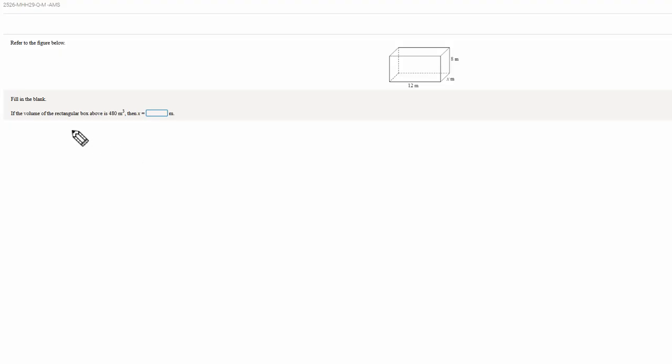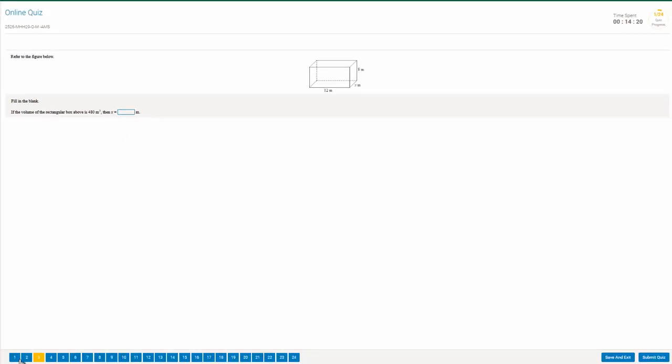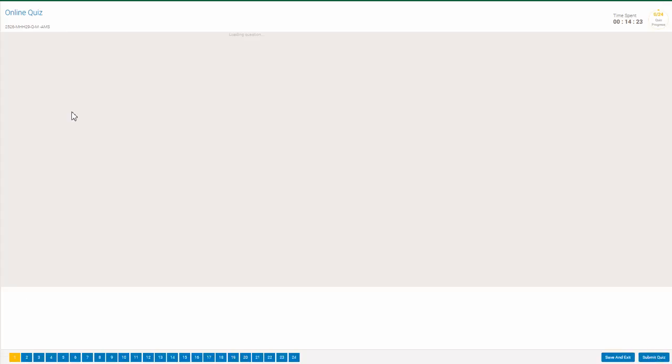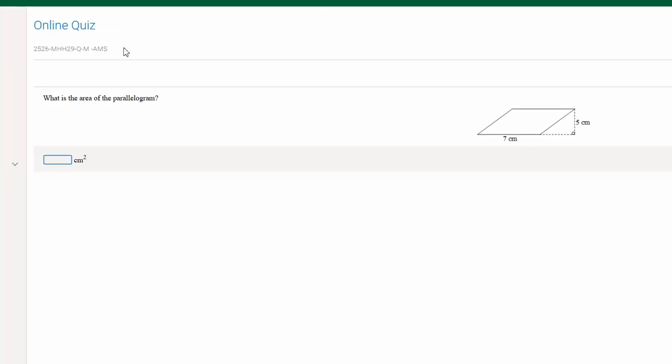So if the volume of a rectangular box is 480 m cubed, then x is. Remember, these types of units help you out a lot. Let's go to question number 1, and let's continue from that. Let's go one by one.